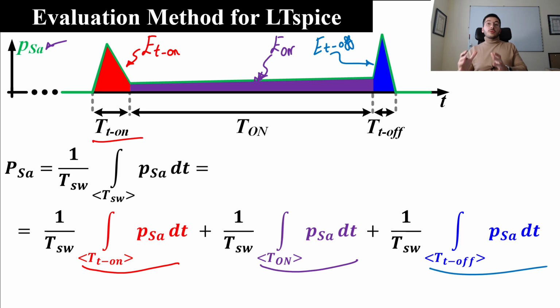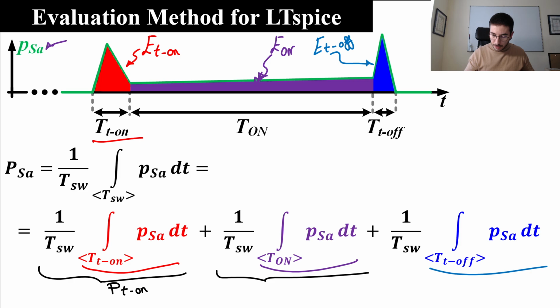Okay, what we want to evaluate is not energy, it is power losses. But if we have the energies, we can evaluate the average power. Because as you can see here, if we take into account the switching period or the switching frequency, here we obtain the average power consumed during the turn on. Here we have the average power consumed during the on state, and here we have the average power consumed during the turn off.